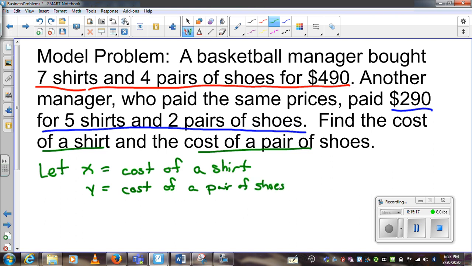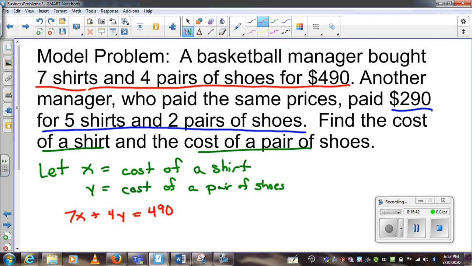Two variables, I'm going to need two equations. So let's go back to the one in red. 7 shirts and 4 pairs of shoes. So that's going to be 7 shirts times the price of a shirt, number times value, plus 4 pairs of shoes, so that's 4 times the cost of a pair of shoes, which is y, equals $490.